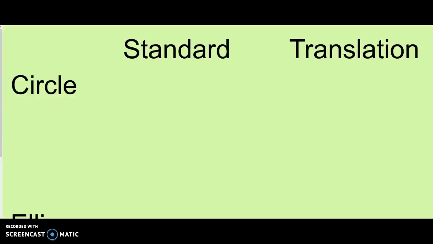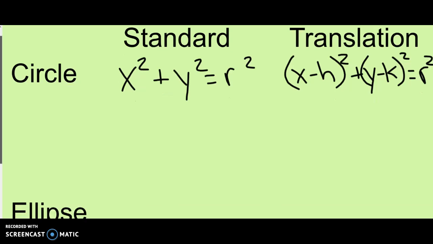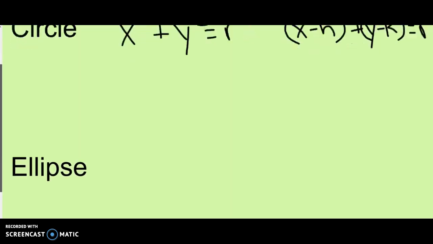All right, so you've got a circle equation. Remember, in standard form, it's x squared plus y squared equals r squared. And then if you translate it anywhere away from the origin, it's going to be x minus h squared plus y minus k squared, and that's going to equal r squared. All right, so now let's go on down to look at an ellipse equation.